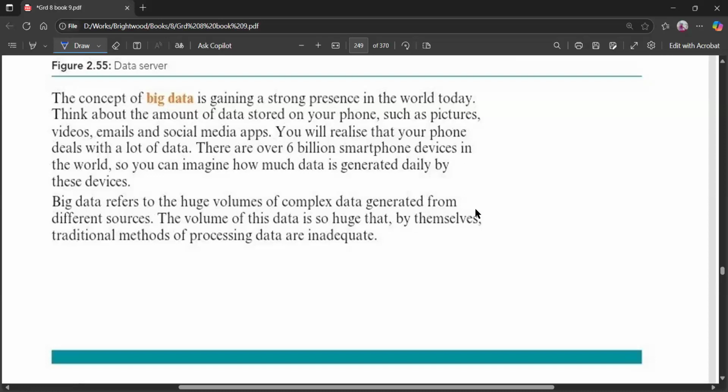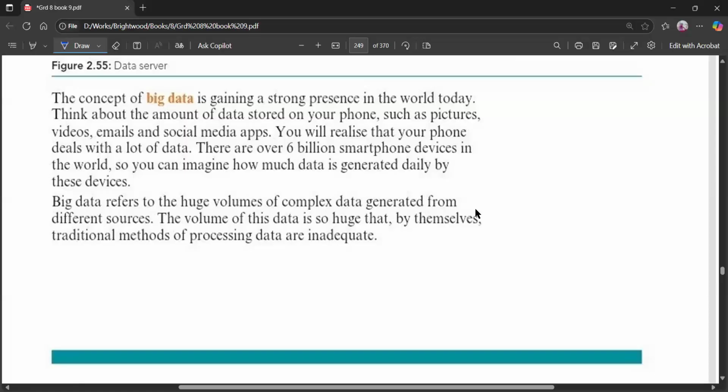So you have to realize that your phone deals with a lot of data. There are over 6 million smartphone devices in the world, so you can imagine how much data is generated daily by these devices. If you think about iPhones, how many iPhones are there around the world? All the iPhones generate a huge amount of data if you consider a certain day.